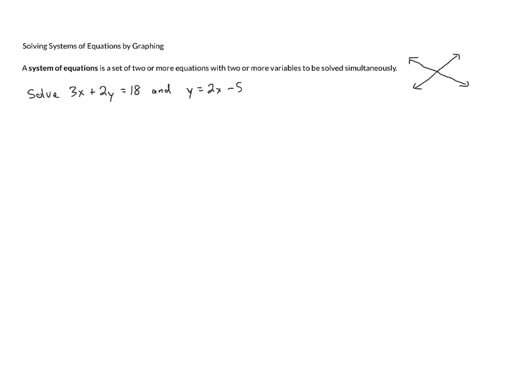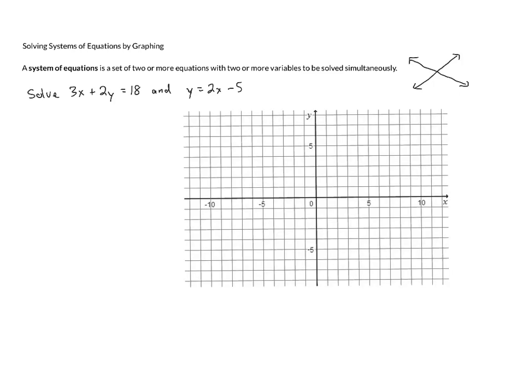And because we're looking for a solution that works in both of the equations, we're looking for a point on both of the lines. And so what we're really looking for is that intersection point. So we're going to want to graph both of these on the same plane and figure out where they intersect. Let's go ahead and do it.